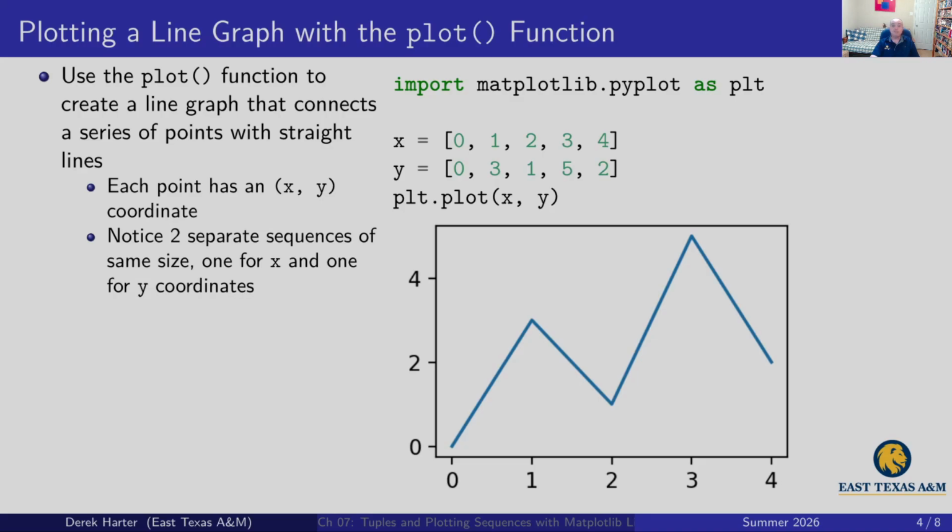To create basic line graphs, you can use the plot function. Plot is probably the most basic function the PyPlot Matplotlib library provides. What it does essentially is you have to pass it two lists or two sequences. These sequences have to be of the same length, right? So these are paired up, XY pairs. So it's going to plot a point at 0, 0, at 1, 3, at 2, 1, and so on.